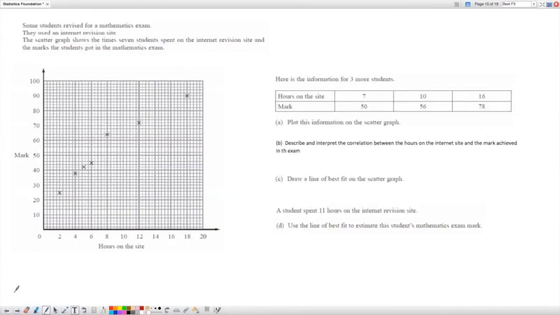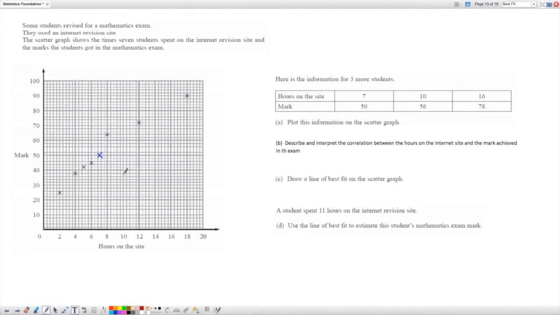Some students revise for a mathematics exam. They use an internet revision site. The scatter graph here shows the time 7 students spent on their internet revision site and the marks they got in their exam. We're asked to plot this information here for a further 3 students. So first we have 7 hours on the site, so it's halfway here between the 6 and 7, and a mark of 50, so plotting a further coordinate.